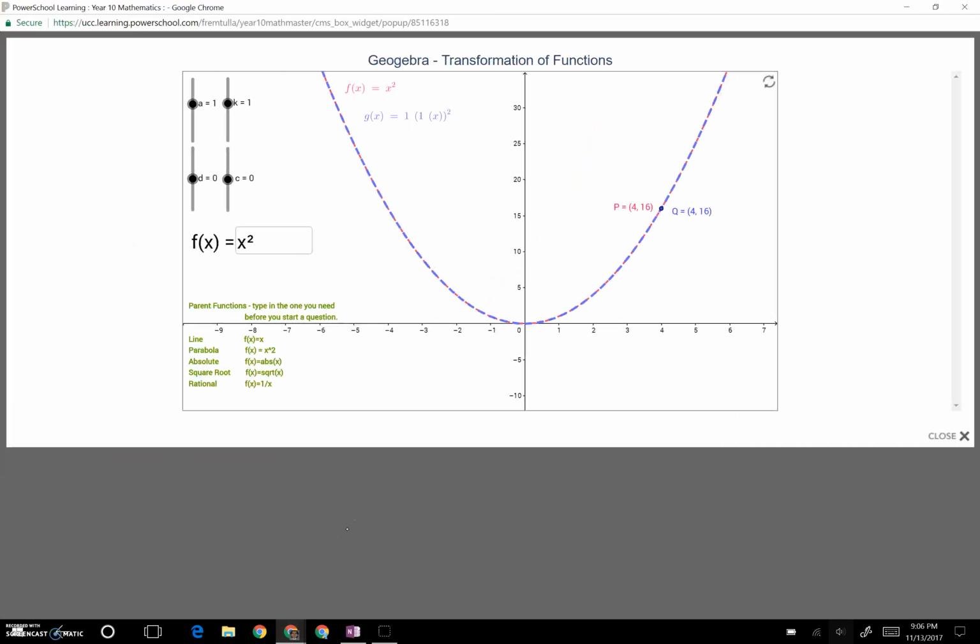Now, you'll notice here that it says f of x is equal to x squared. That's the generic function in red. As I change certain values, my g function, or my transformed function, will showcase. You'll see here there's a point P, 4, 16. That's a generic anchor point. Notice Q will also change accordingly. So let's try one together.